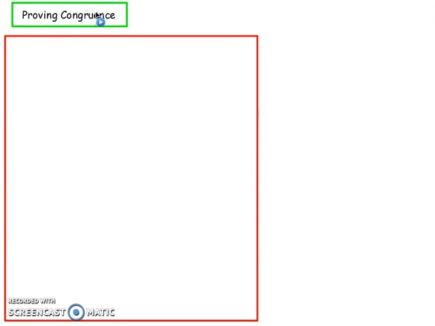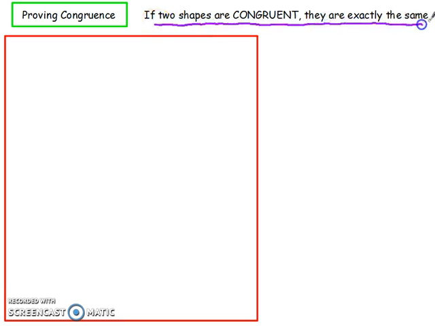In this lesson, we're going to be looking at proving two things are congruent. Remember, the word congruent just means that things are exactly the same. If two shapes are congruent, they are exactly the same. It's a very simple concept, but in mathematics, we need to be able to come up with some proofs that will allow us to do some more complicated congruency questions. Let's just have a look.